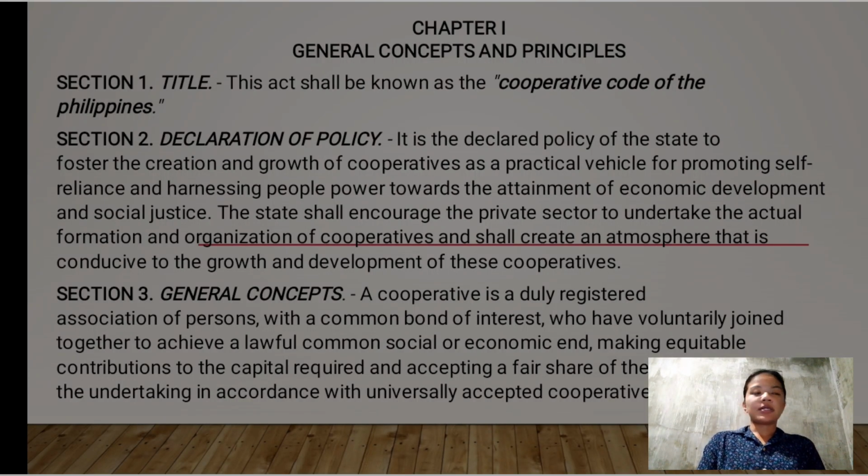Chapter 1. The General Concepts and Principles. Section 1. This act shall be known as the Cooperative Code of the Philippines.